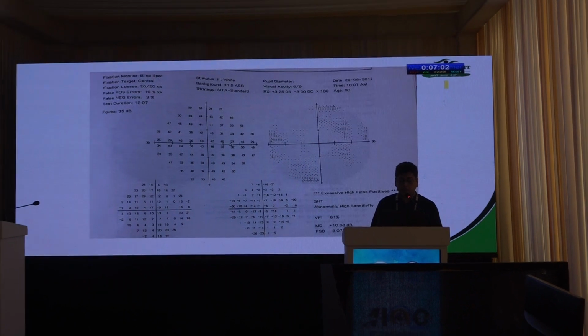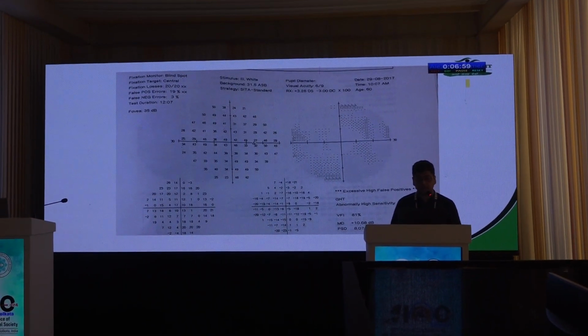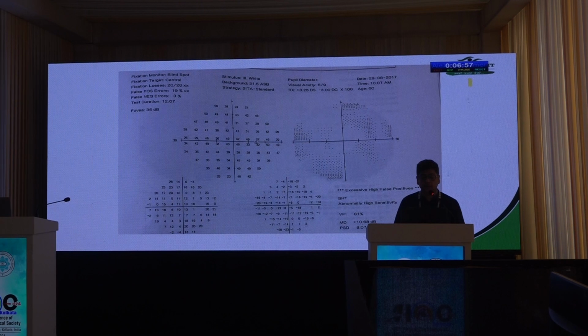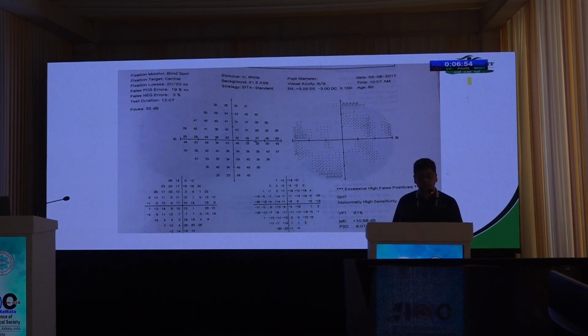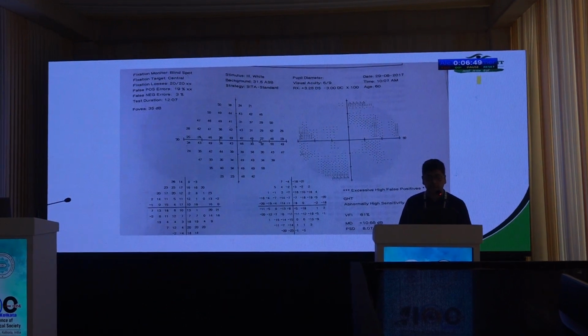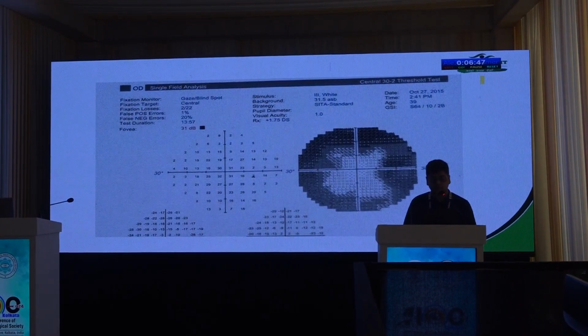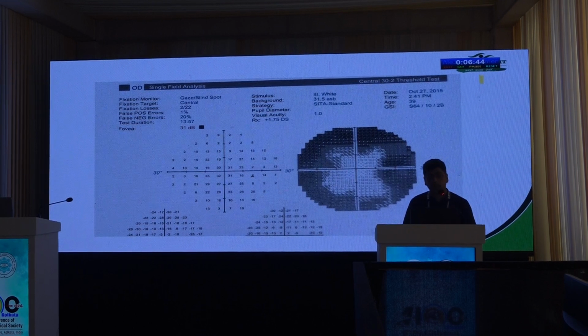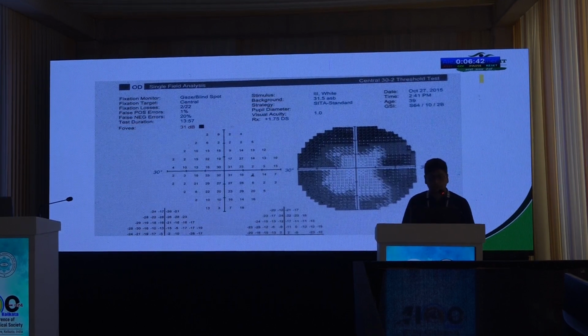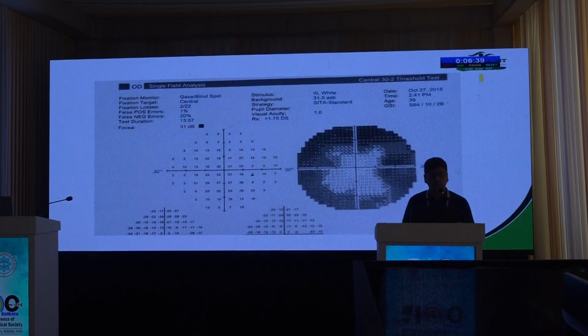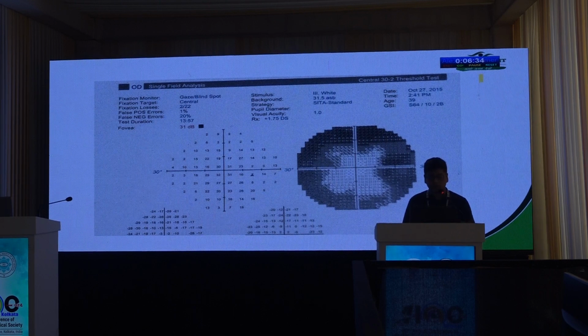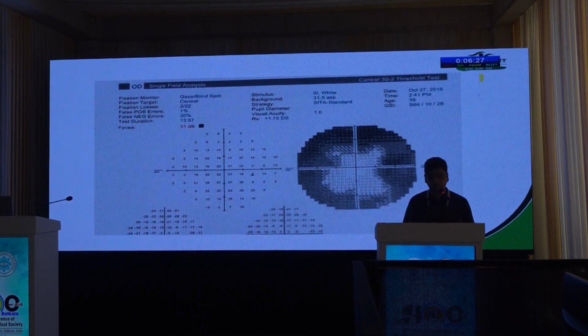This is how a high false positive test may look like, where the patient is a trigger happy patient and he keeps on pressing the button in spite of seeing no stimulus, and there are white scotomas present here. A false negative test would look somewhat like this, where there's a clover leaf pattern here because the algorithm tests some particular points at particular times. The central points are tested where the patient was doing the test correctly, but as the test progresses, he probably sleeps or is fatigued, and then he produces a false negative result.